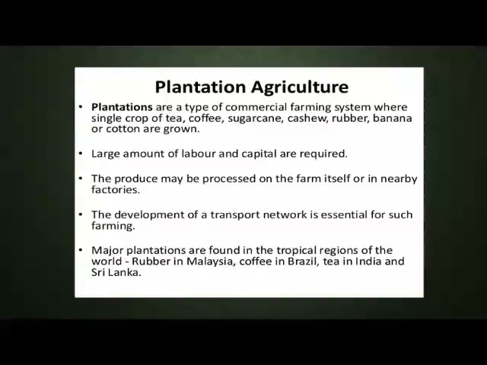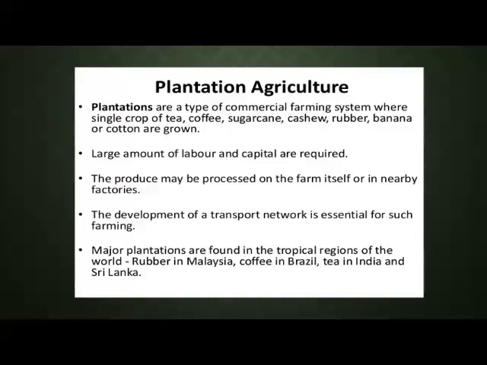Plantation agriculture. Plantations are a type of commercial farming system where a single crop of tea, coffee, sugarcane, cashew, rubber, banana or cotton is grown. Large amounts of labor and capital are required. The produce may be processed on the farm itself or in nearby factories. The development of a transport network is essential for such farming.